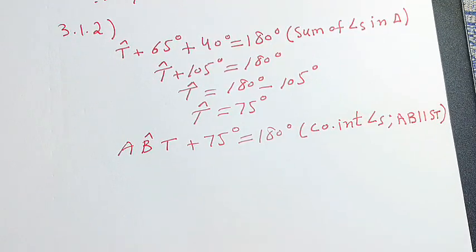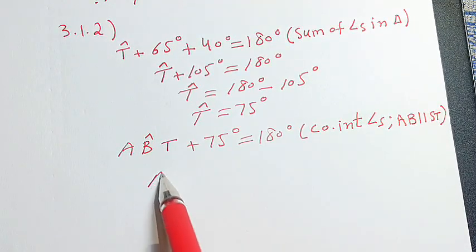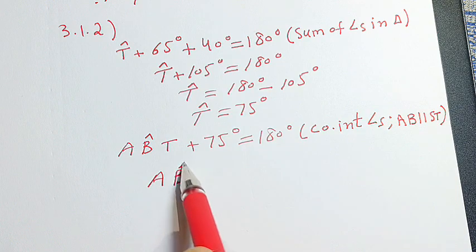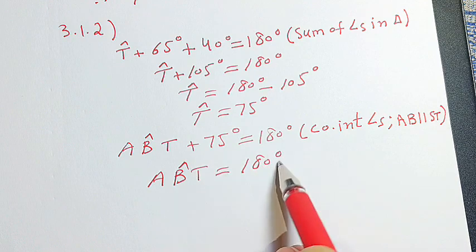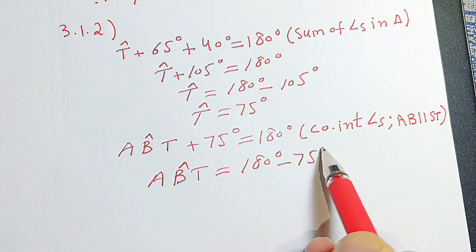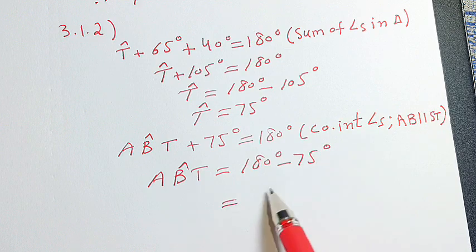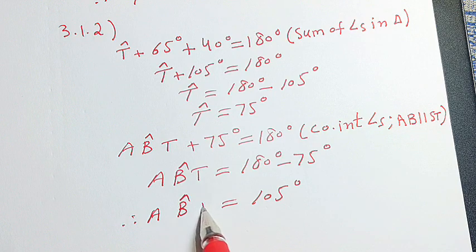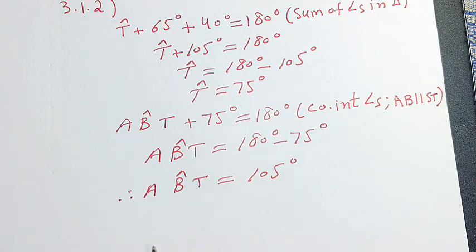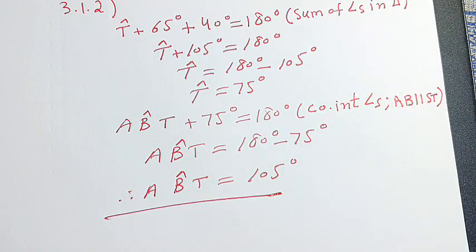Now we need to solve here. So the angle ABT is equal to 180 degrees minus 75. I switch over this side, it becomes negative. So the answer is 105 degrees. Therefore angle ABT is equal to 105 degrees. So this is my final answer.